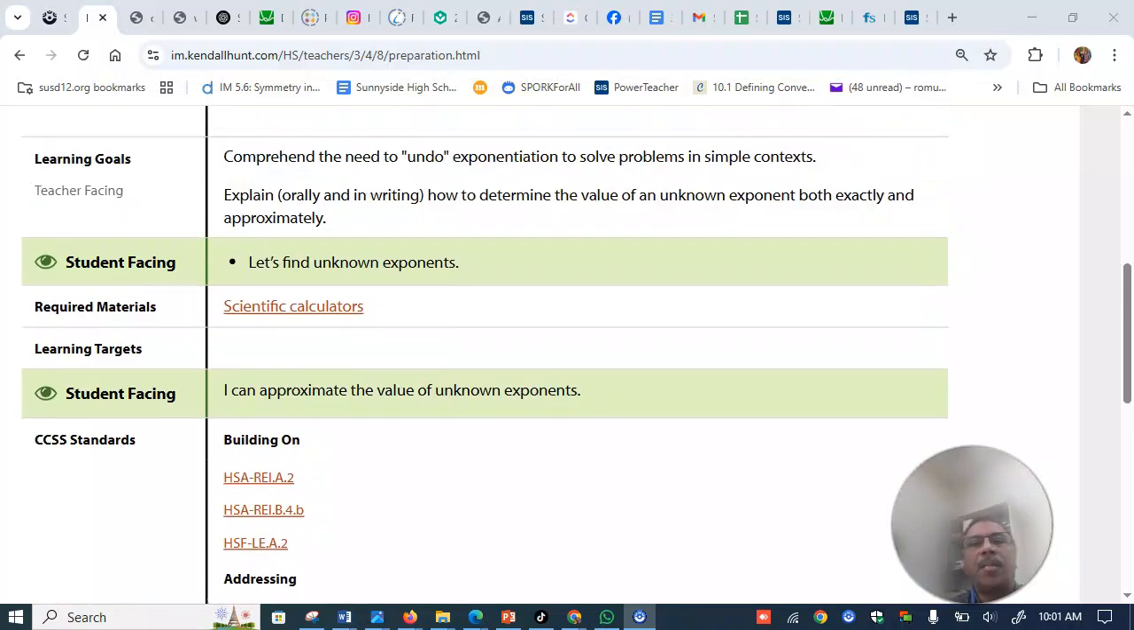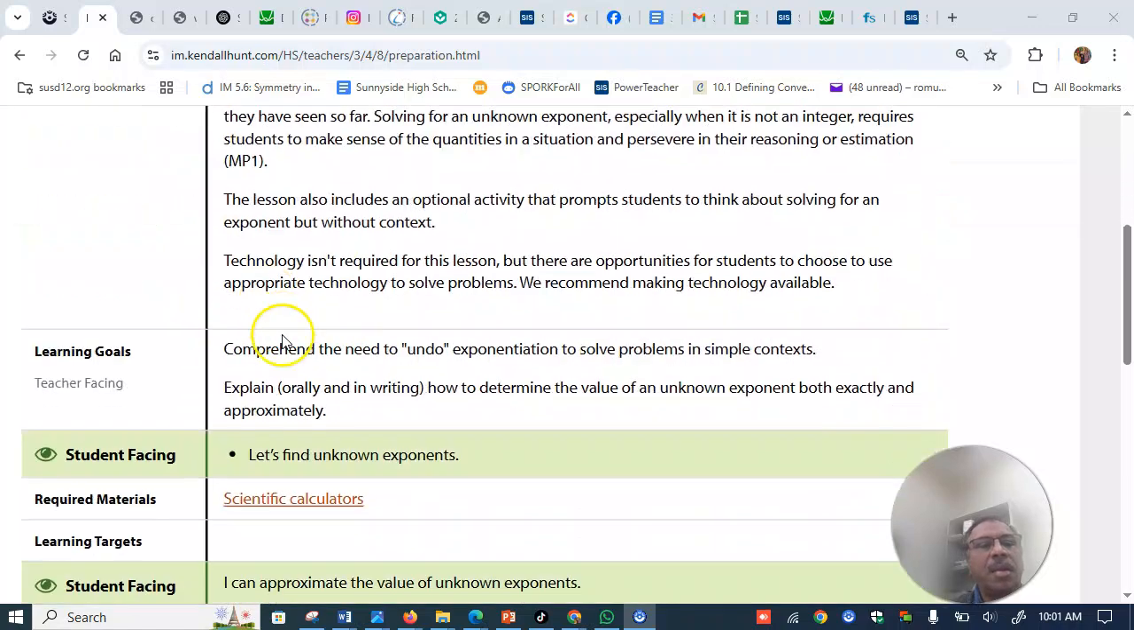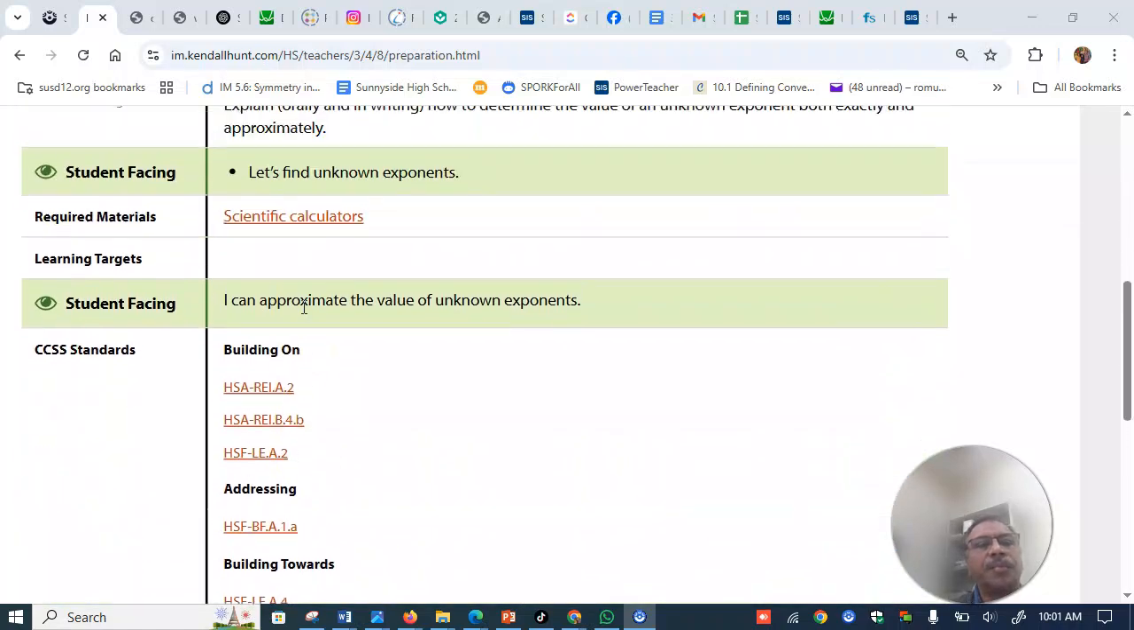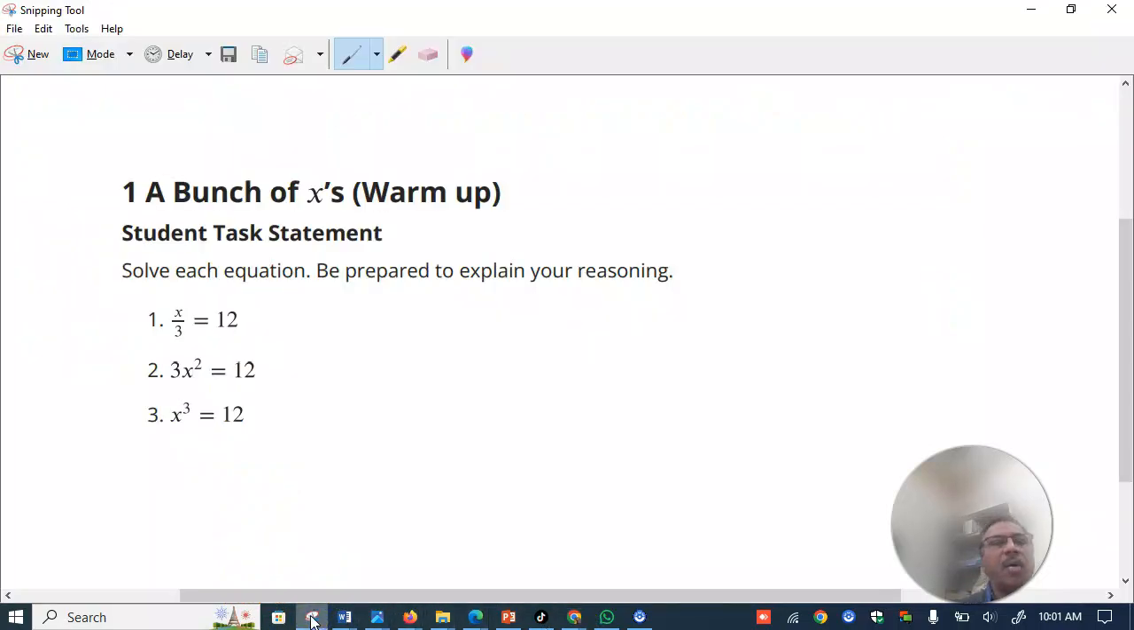Okay, this is a video I'm making on Algebra 2, Unit 4, Lesson number 8. The title is Unknown Exponents. The learning goal is I can approximate value of unknown exponents. So let me go straight away to the first task, solving for x. Solve each equation, be prepared to explain your reasoning.